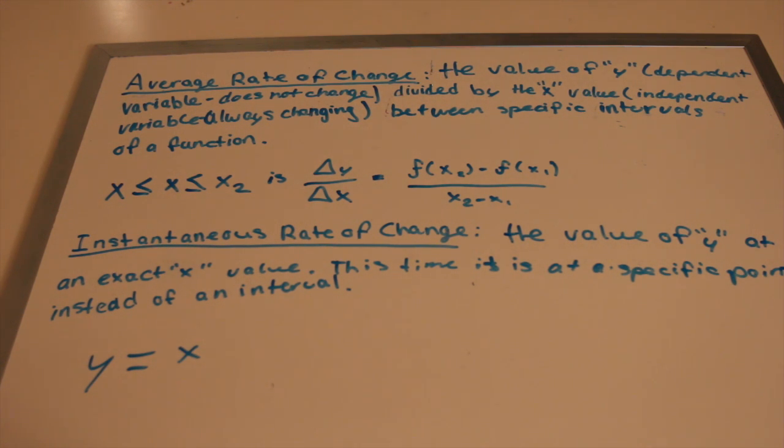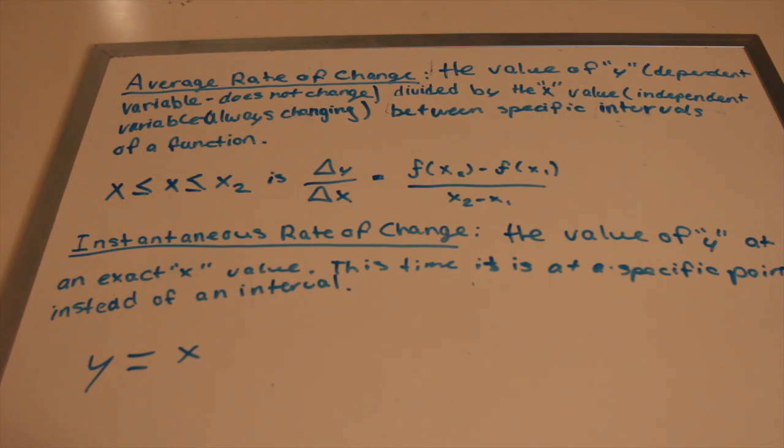So for example, if we're trying to find the average rate of change between the interval 1 and 3, we take f of 3 minus f of 1 over 3 minus 1, which will give us the slope, rise over run.